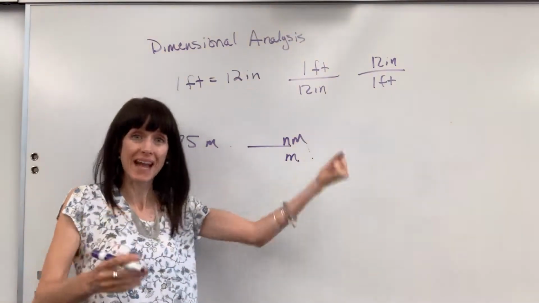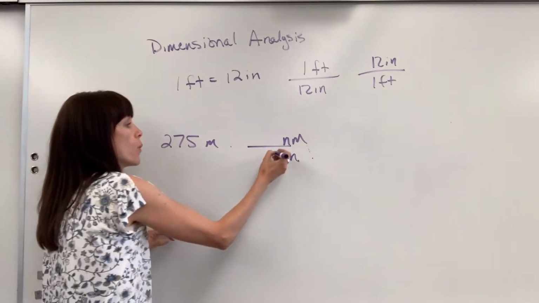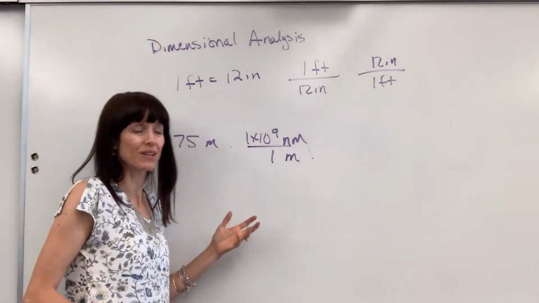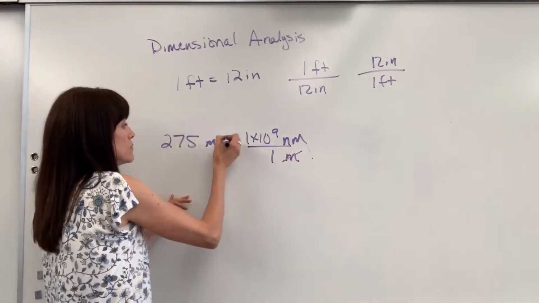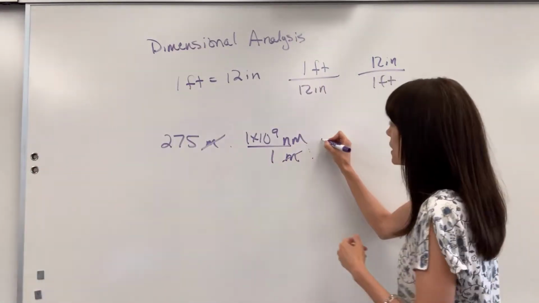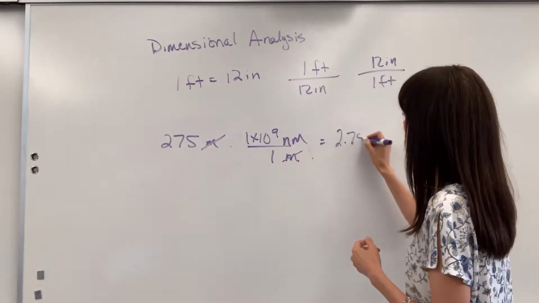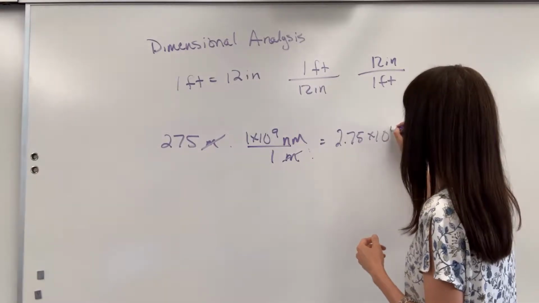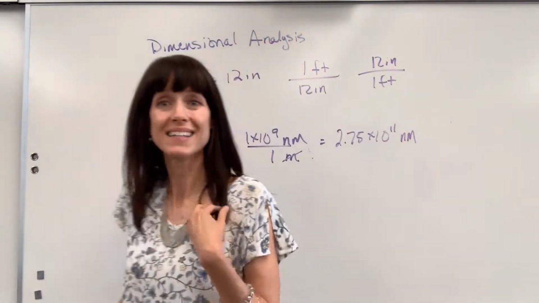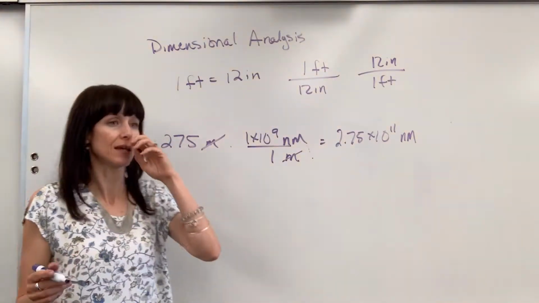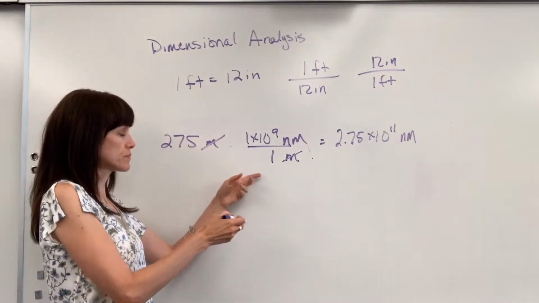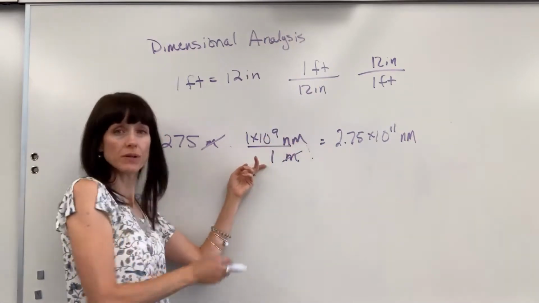Now I'm going to attach the numbers. So 1 meter contains 1 times 10 to the 9 nanometers. So if I multiply this, meters cancel, 275 times 1 times 10 to the 9 is going to give us 2.75 times 10 to the 11 nanometers. Now I want to show you something that I did. I like to think how many items fit inside a meter stick. So there are 1 times 10 to the 9, 1 billion nanometers in a meter.